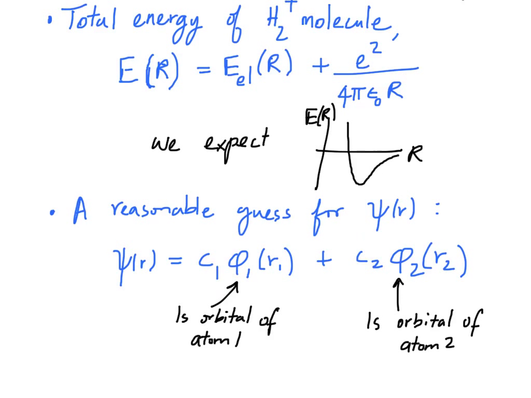Phi1 of r1 is nothing but the 1s orbital of atom 1. If proton 1 were to exist just with our electron by itself, that's going to be a hydrogen atom, and this phi1 of r1 is nothing but the 1s orbital of that hydrogen atom. And likewise, phi2 is the 1s orbital of atom 2. So this is going to be our suggestion for the wave function. It turns out that it is a reasonably okay guess to get a qualitative picture of what will happen, and our goal now is to just determine the values of c1 and c2 for the H2 plus problem.